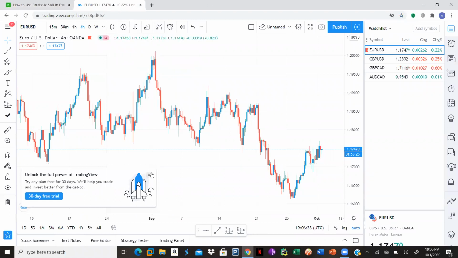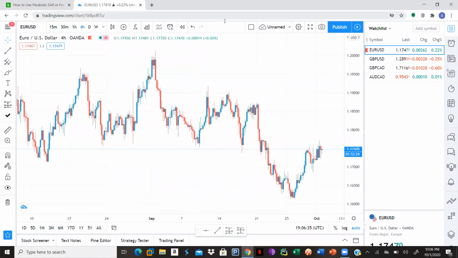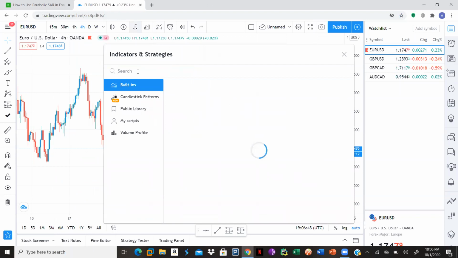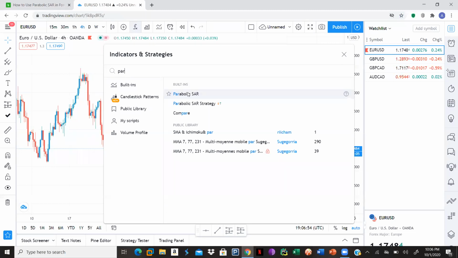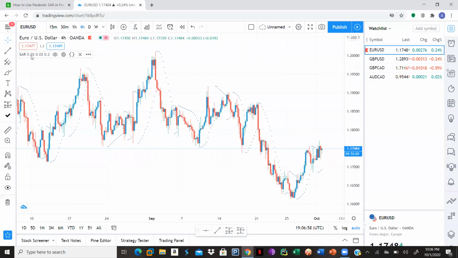So I guess everyone can see my charts. Yeah. So here we have the Euro US dollar on the 4-hour time frame. We have no indicators, so we'll come to the indicators and strategies, and then type parabolic. It's also called parabolic SAR. Click once and it pops up here. The settings are default, so you don't have to put any inputs.